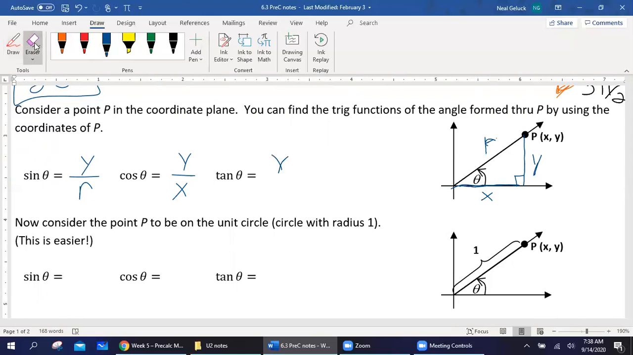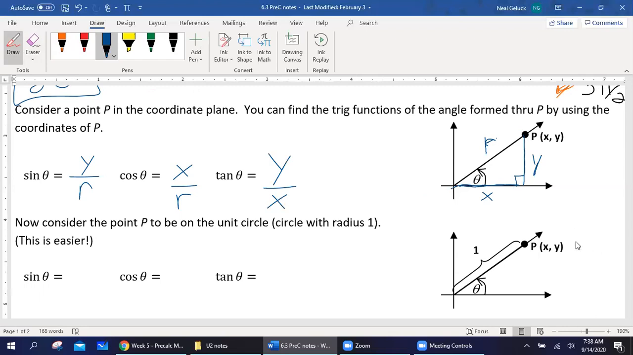Oh, I'm sorry. I did the cosine wrong. Sorry about that. It's y over r. Nope, it's not. Let's try again. Got ahead of myself. I got to the tangent. All right, let's try that again. Cosine is adjacent over hypotenuse. There we go. X over r. Tangent is opposite over adjacent. Y over x.